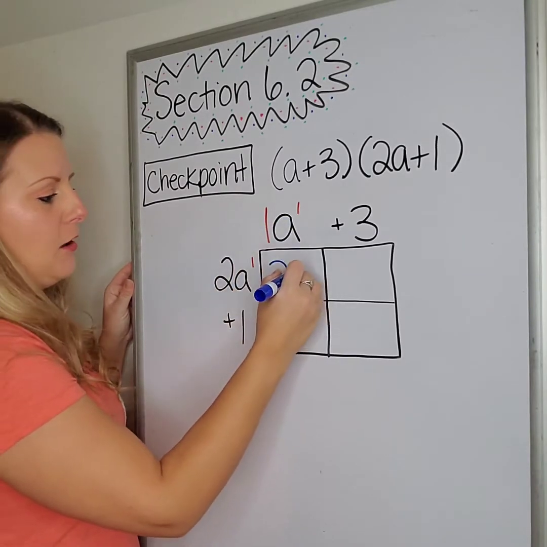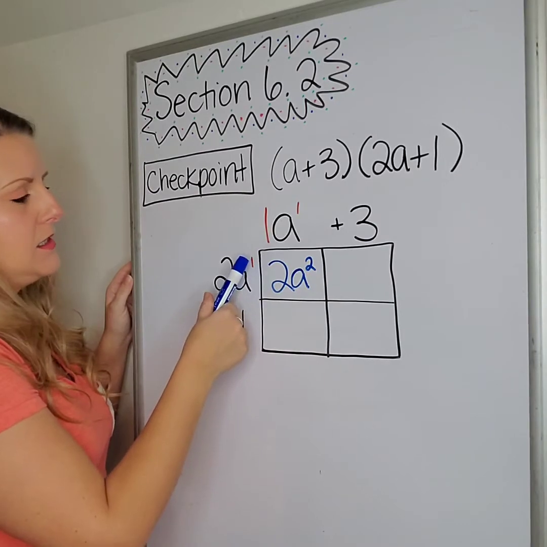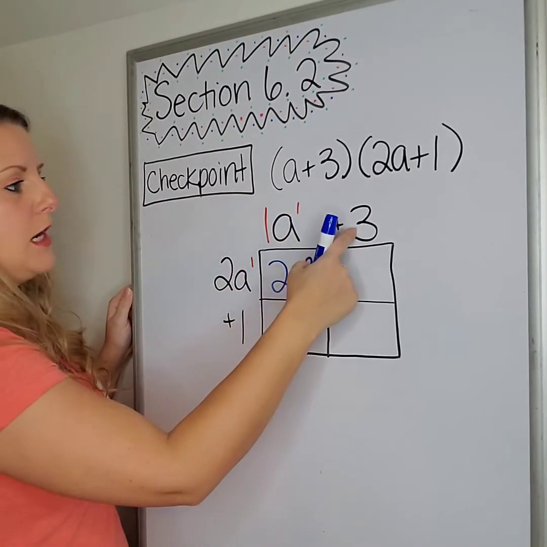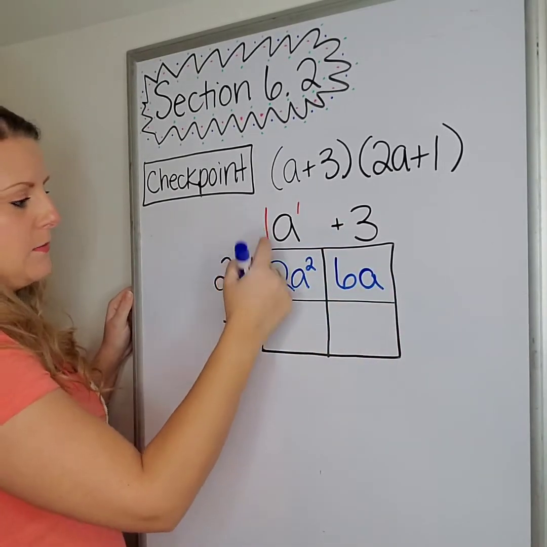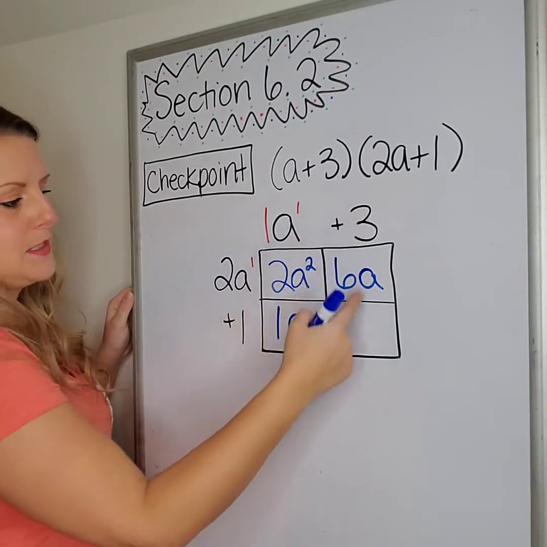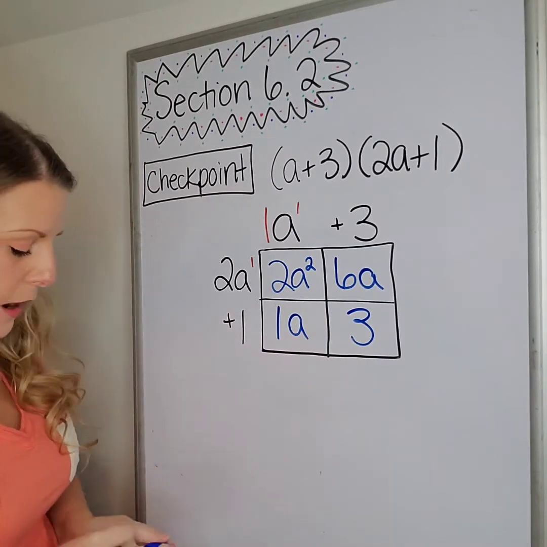A times a, you'll start to learn it's just a squared. But with the ones here, it's easy. 1 plus 1, you're adding to make 2. 2 times 3 is 6. Keep the a. 1 times 1 is 1. Keep the a. And 1 times 3 goes here, and it's just 3. No a's. Okay? And now we clean it up.